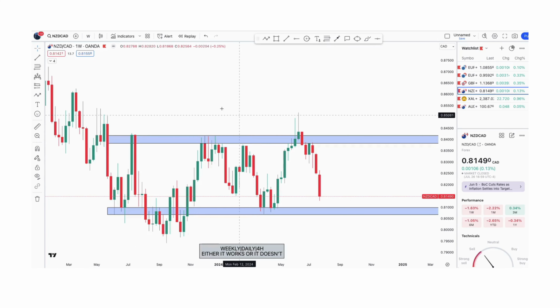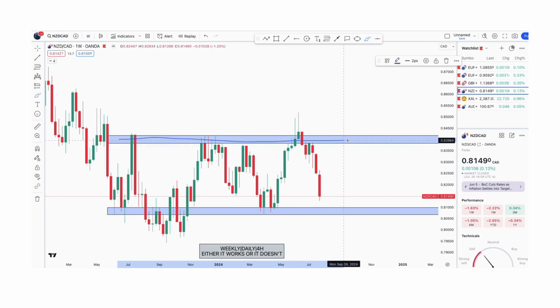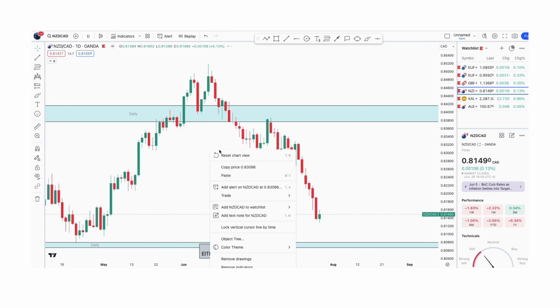All right, next up we've got NZD CAD. This one should be pretty straightforward. On a weekly time frame, we have resistance followed by support. We are in a sideways market. So let's drill this down into the daily time frame just to get a better look at that market.